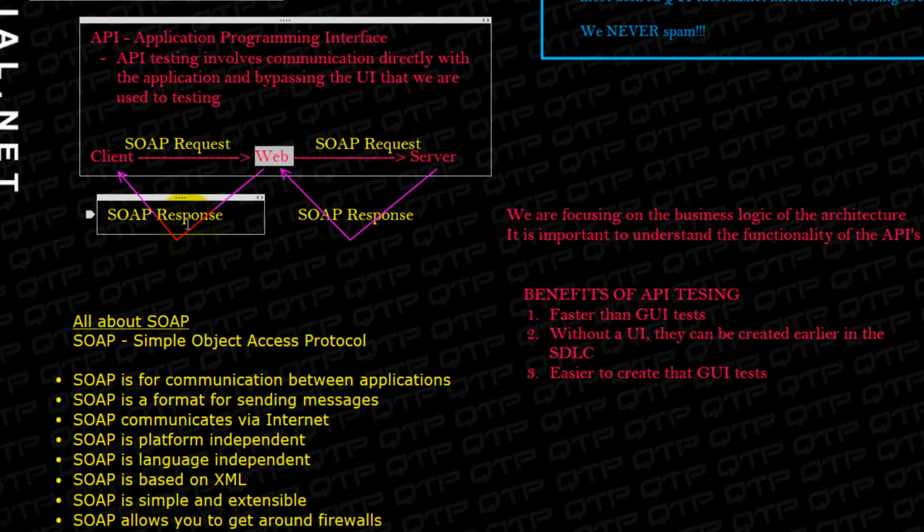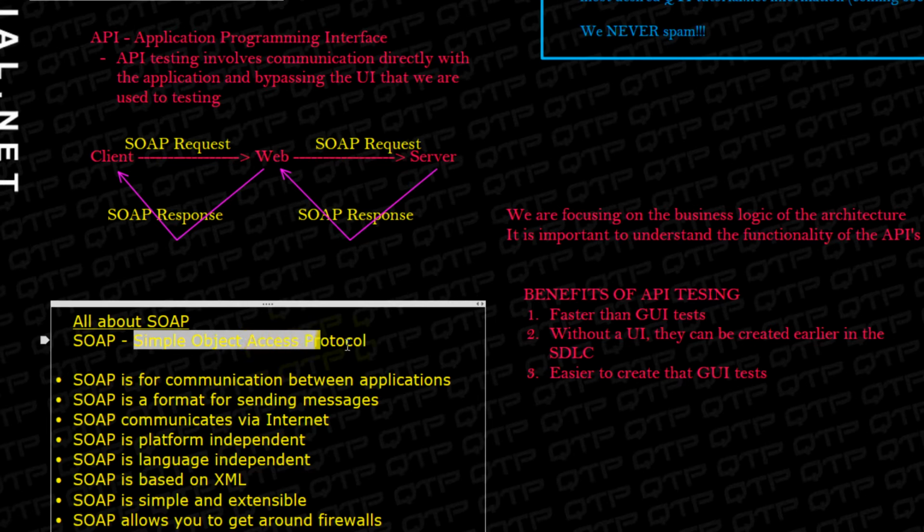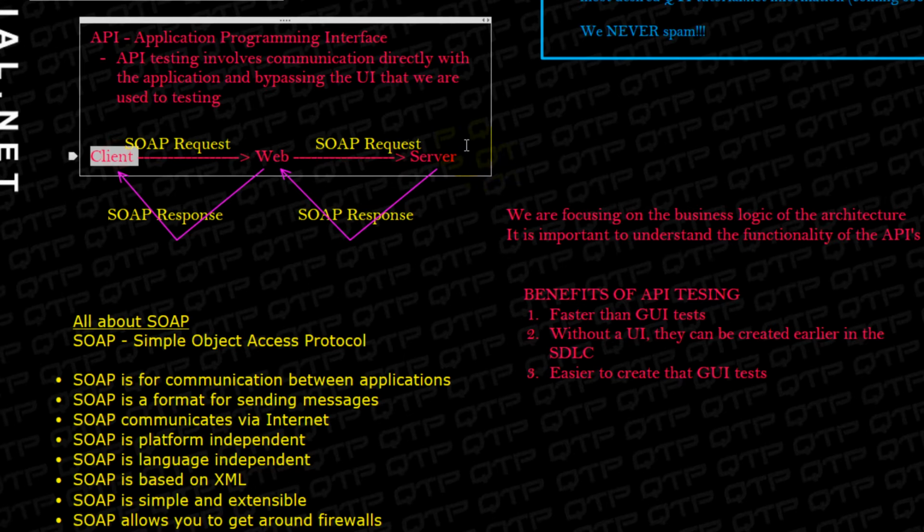So, what is the SOAP request and SOAP response is probably what you are asking now. SOAP is an acronym for Simple Object Access Protocol, and it's for communicating between the applications. As you can see, if I want to communicate from the client to the server, I have to send a SOAP request. And what would the SOAP request contain?